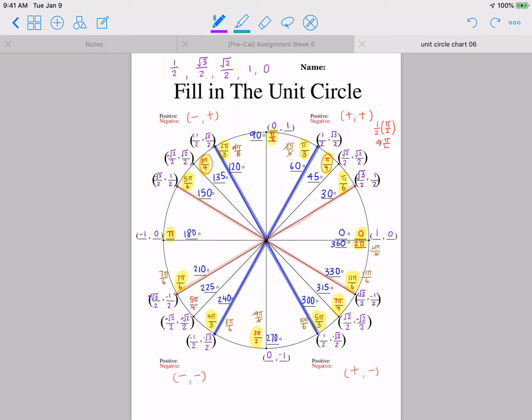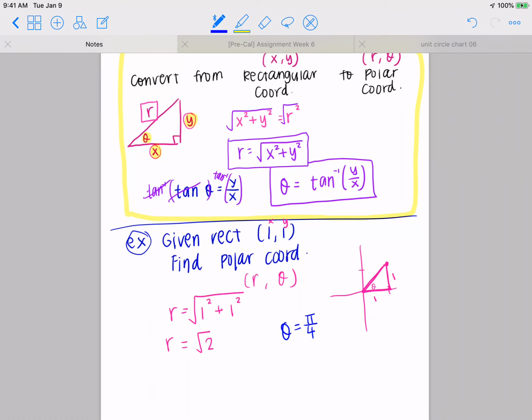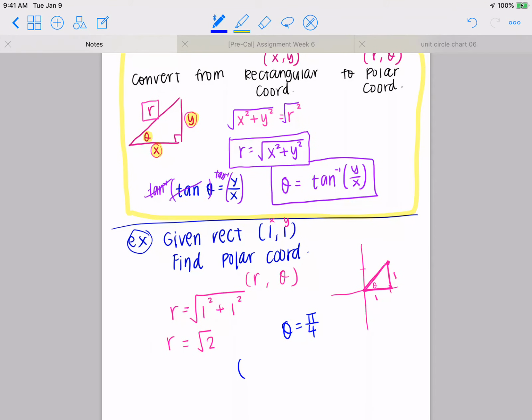Okay, if they are exactly the same, that means it would be your 45 degree, which is pi over 4, because the left side is the same as the right side. Okay, so our theta is pi over 4. Okay, so to finalize our answer, it will be square root of 2, comma, pi over 4. That's your answer.